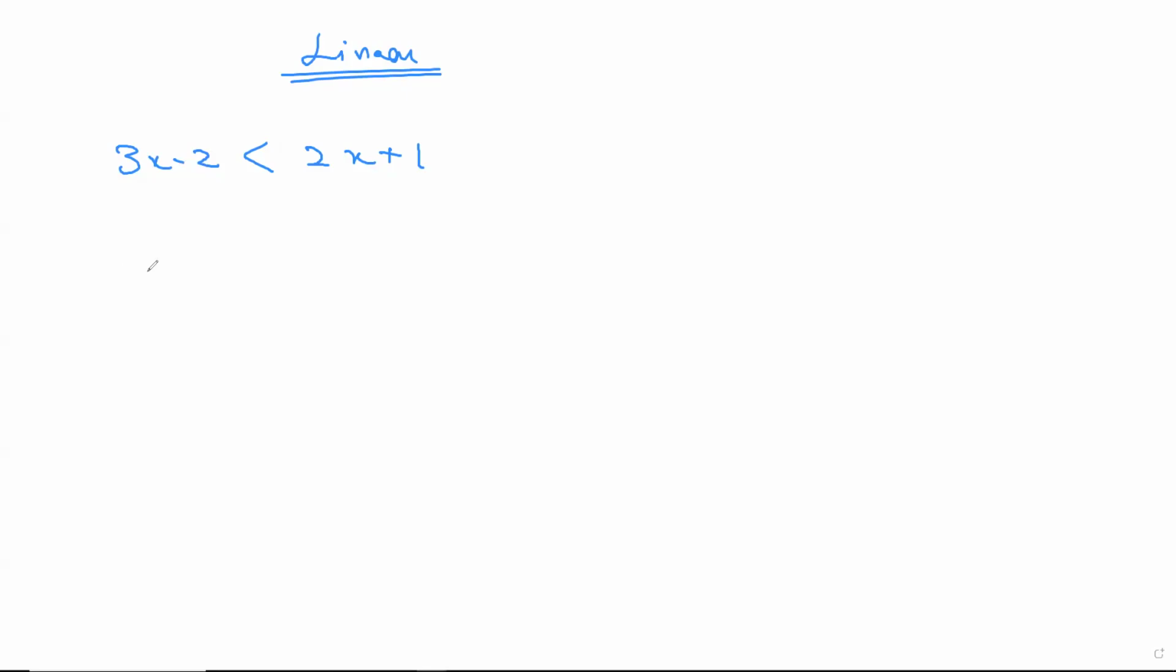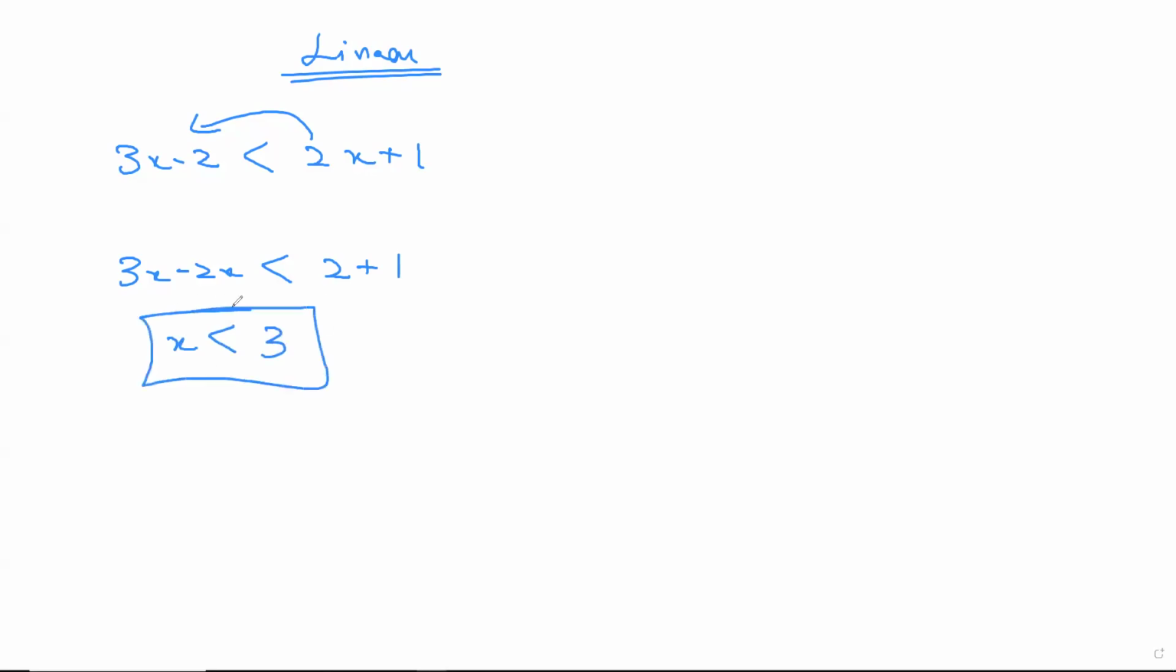So let's say I'll keep the 3x as it is. The plus 2x comes to the other side, becomes minus 2x. Do not touch the sign. Keep it as it is. The minus 2 comes to the right-hand side, becomes 2. Plus 1 was already there. 3x minus 2x is x. This is the answer. This is also called the solution representation.